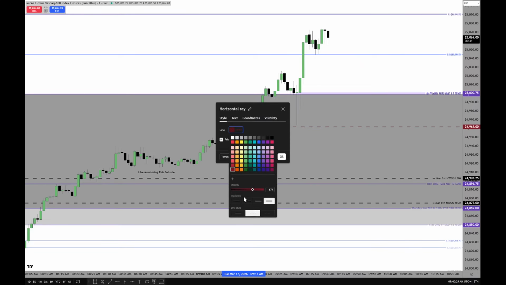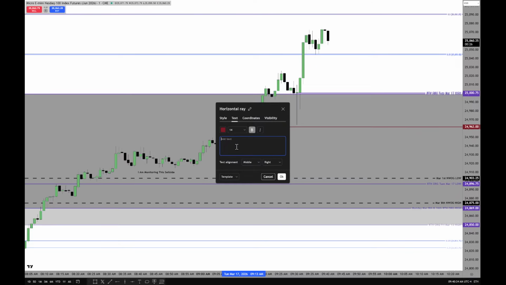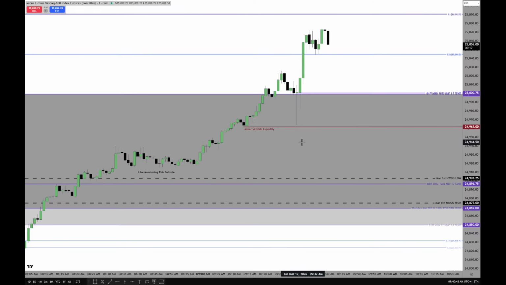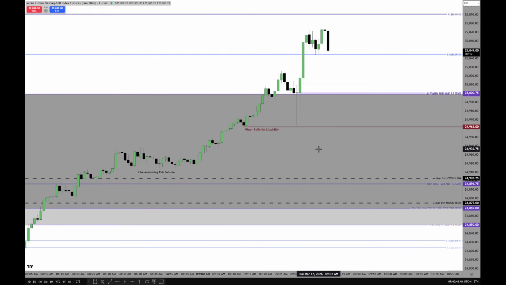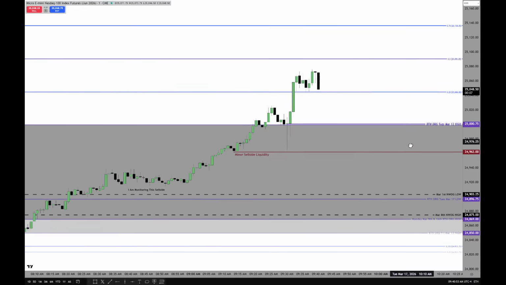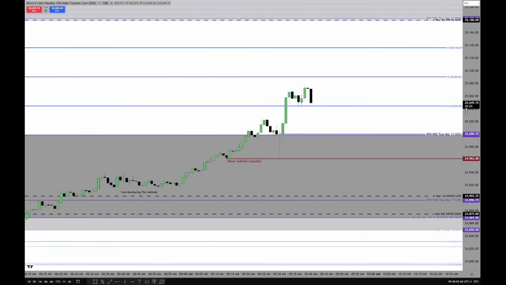Okay, and then there's that. So we have minor sell side, bottom left, and we'll make that a little bit bigger. All right, so we are inside of a run to Thursday's regular trading hours opening range gap. That's what this white box is here.